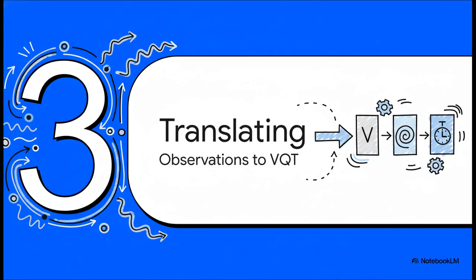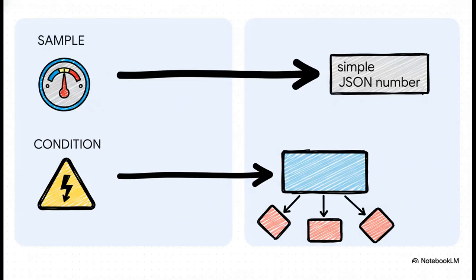Okay, we've got the structure mapped out. Now let's talk about the data itself. How do those real-time observations from MTConnect get translated into i3X's standard VQT, that's value, quality, timestamp, structure? For simple values, it's totally straightforward. An MTConnect sample just becomes a JSON number. Easy. But the real magic is how conditions are handled.